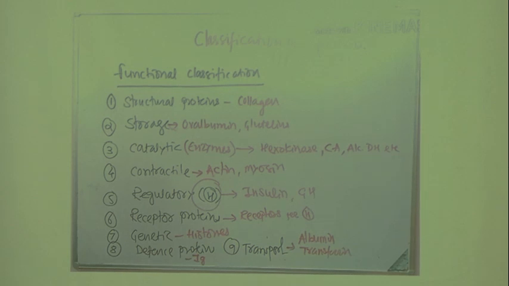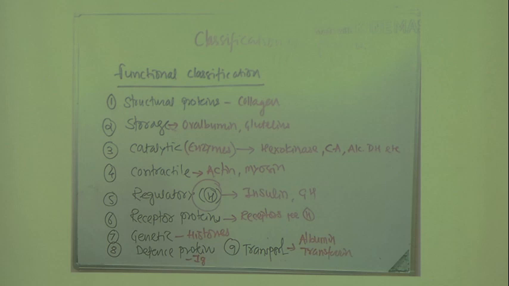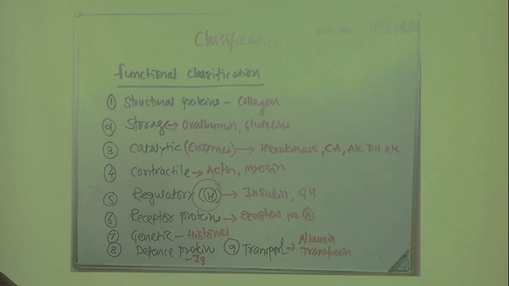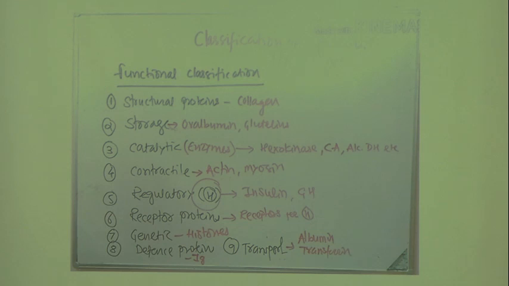So, S, structural protein, collagen, example. S, storage protein, ovalbumin, gluten. Catalytic means enzyme. For example, hexokinase, carbonic anhydrase, alcohol dehydrogenase, etc. Contractile protein, actin, myosin, present in muscle. Regulatory protein, insulin.